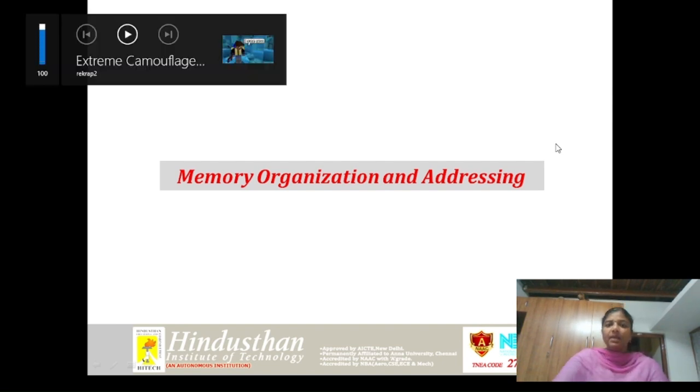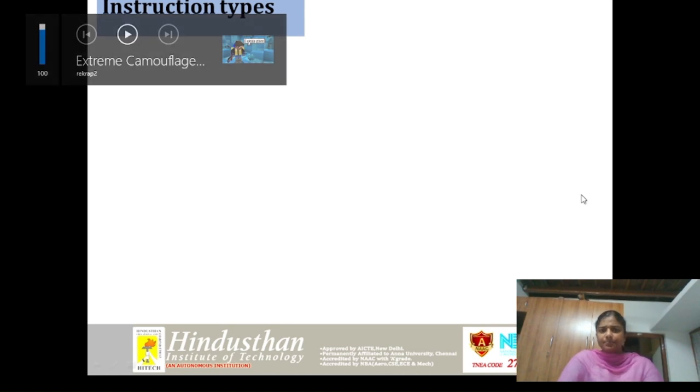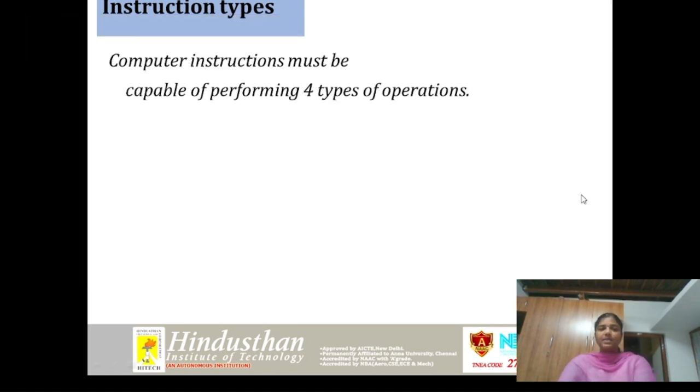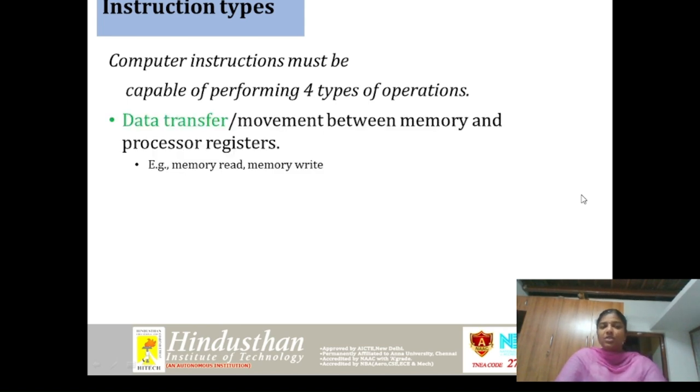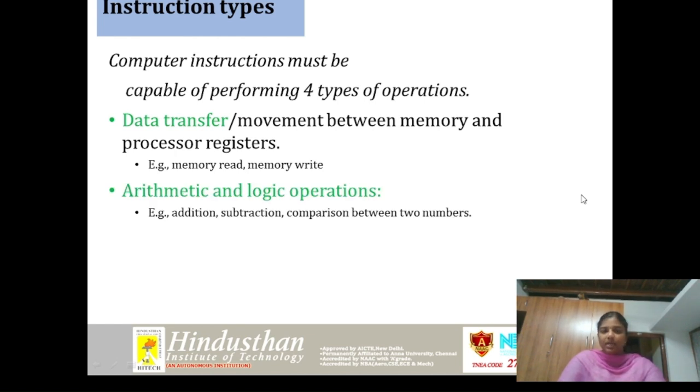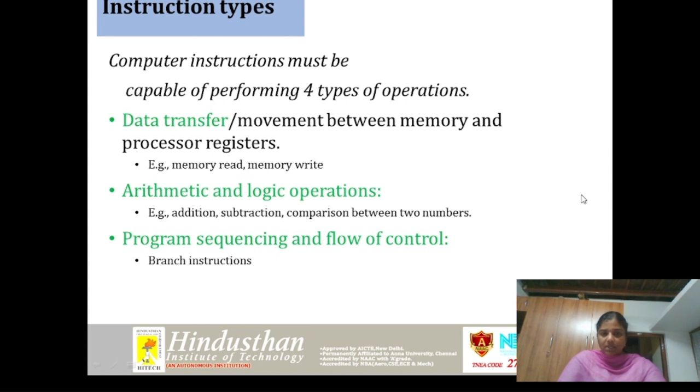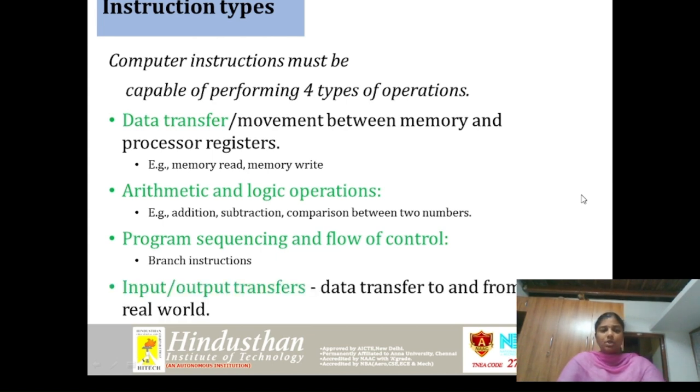So next is the memory organization and the addressing. In this we will be seeing that computer instructions must be capable of performing 4 types of operation. There are basically 4 types of operation performed by the computer. First one is the data transfer, or the movement between memory and processor registers. For example, read, write, those things. So data transfer is happening. Reading means the data is fed into the system, and memory write means the output is sent from the memory. Okay, so that is a data transfer. And the next operation is the ALU, the next one is program sequencing and flow of control, and the next is input and output transfers.